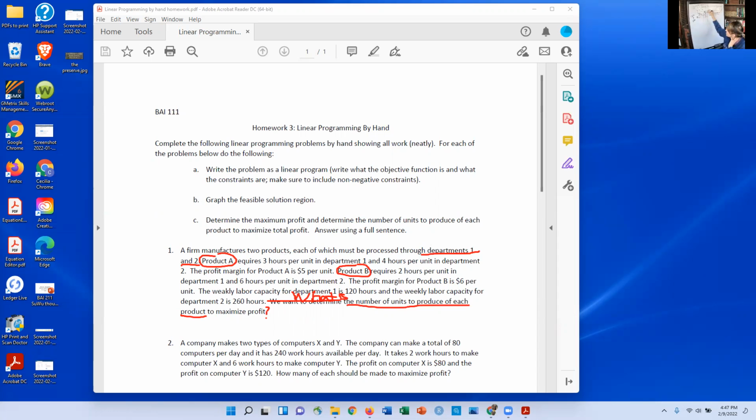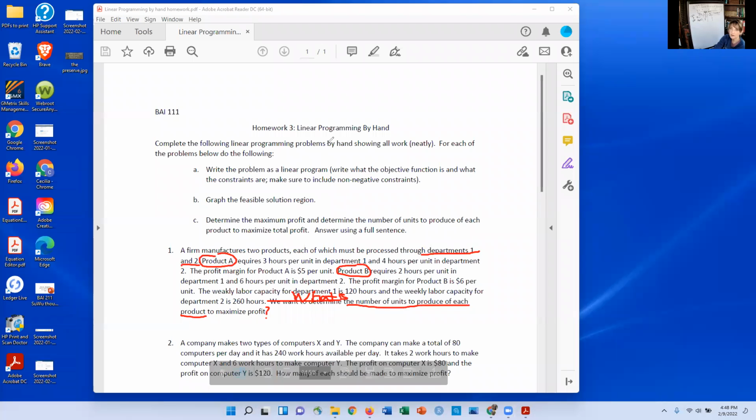Sometimes you can even give yourself a little reminder, like in parentheses, I'm going to write product A and product B above the X and Y. Sometimes I've used A and B for the variable names, but that sometimes confuses people because we have to graph this. So let's just stick with X and Y. Now I'm going to write department 2, and it's telling me information in that first sentence about product A. So everything's going to go in this first column because it's all about product A. It's saying that product A requires 3 hours per unit in department 1 and 4 hours per unit in department 2.